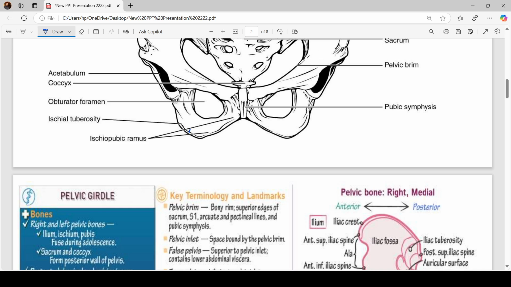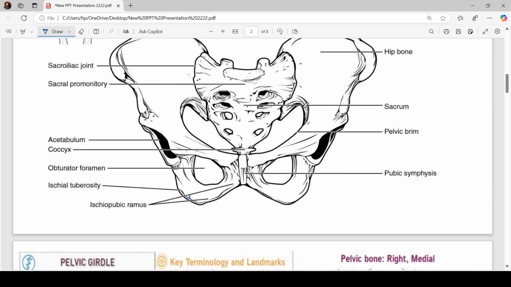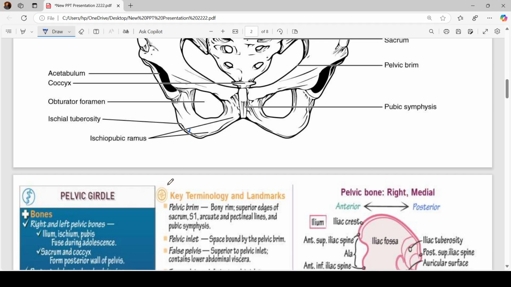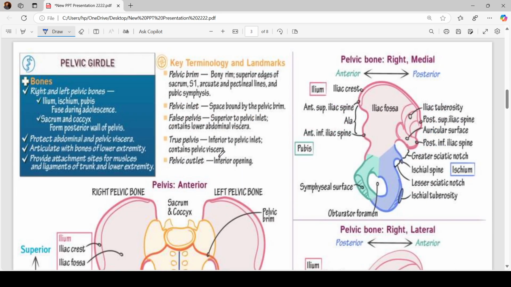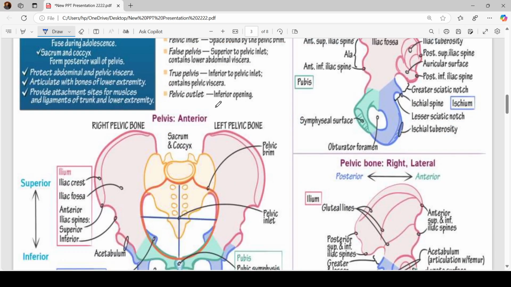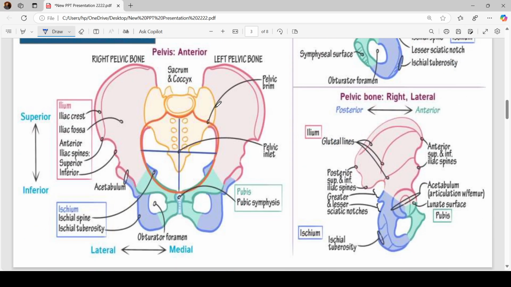And that is the pelvic brim. The pelvic brim is the surrounding area, and that is the sacrum, and then the coccyx, and all these are bones from the hip bone. Next is the iliac fossa. That is a landmark. How many landmarks are there in the pubis bone? There are 9 landmarks. Which are the landmarks?